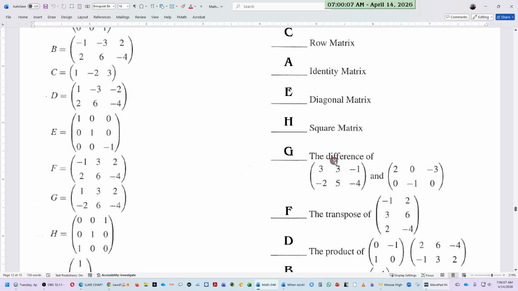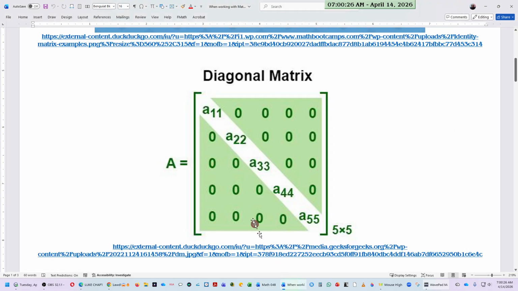So we get to the difference. In order to add or subtract matrices, the matrix size must be identical. So this has 2 rows and 3 columns. This has 2 rows and 3 columns. That's the only way you can add or subtract matrices. The size must be the same.